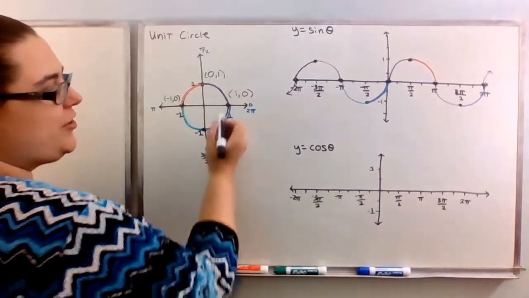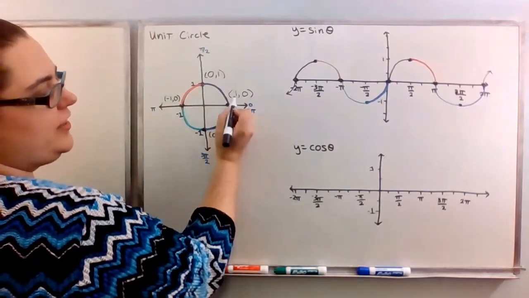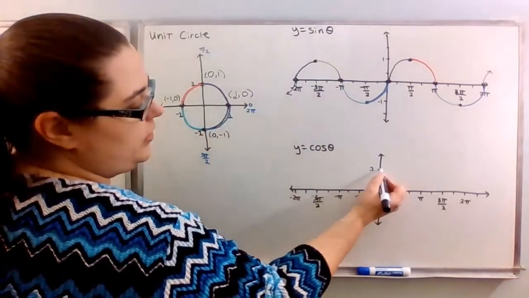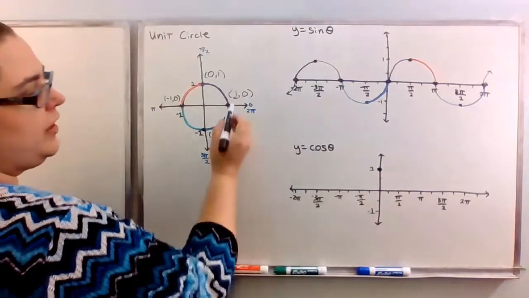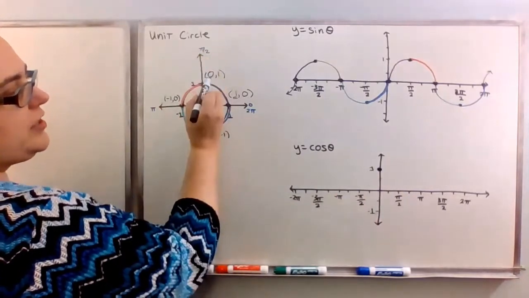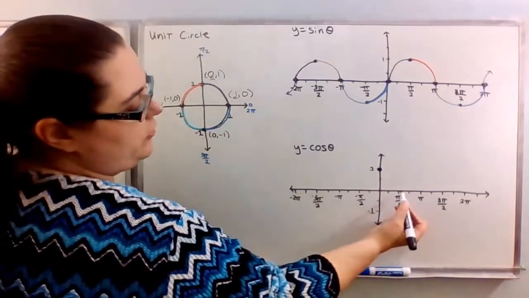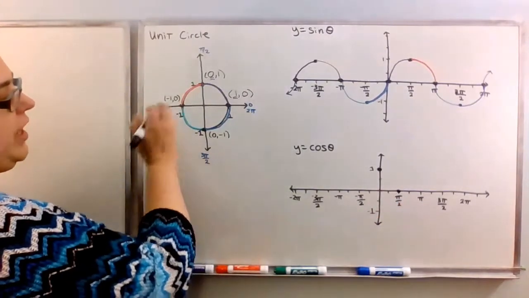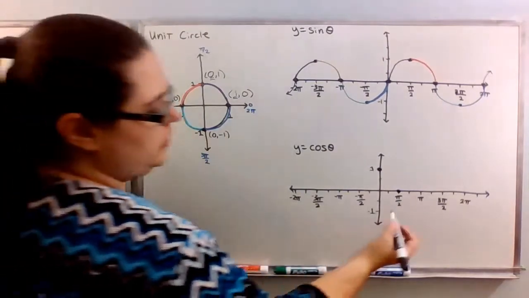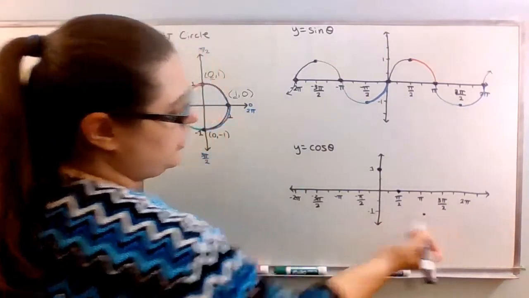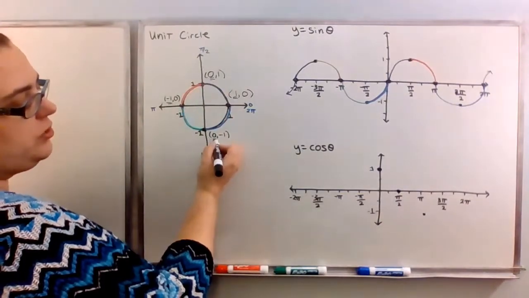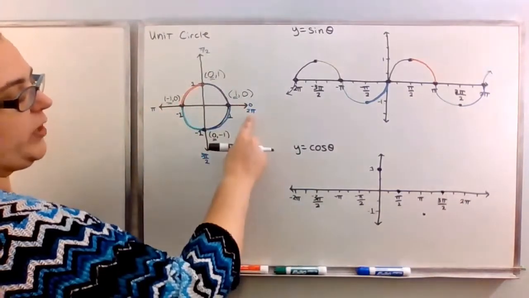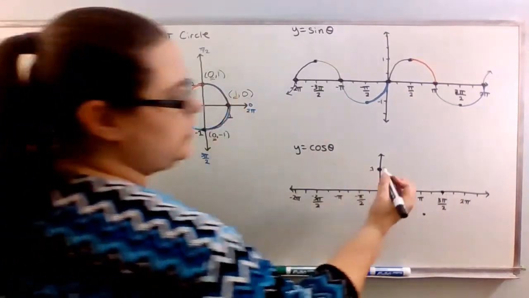There we go. So if I start out at an angle of 0, the x value is 1. So cosine of 0 is 1. At pi over 2, the x value is 0. So at pi over 2, cosine is 0. At pi, we're going to be -1. At 3 pi halves, we're going to be 0. And then when we get back to 2 pi, we're back to 1.